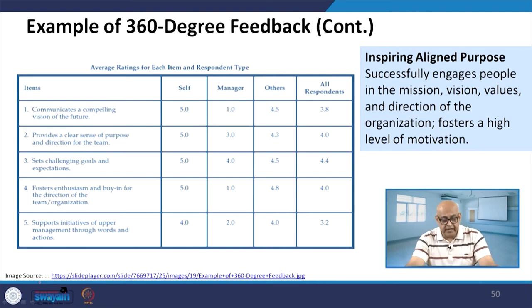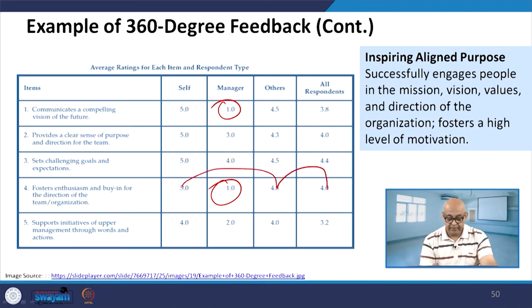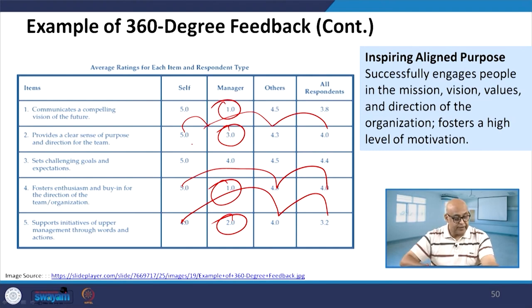So, here all respondents, in the case of communication, a compelling vision of the future, right. Now, as I mentioned, this manager is not happy with Kim. Here you find that many engaged people in the mission, vision, values and direction of the organization foster a high level of motivation, and therefore I suggest that Kim should improve the communication basically, right.